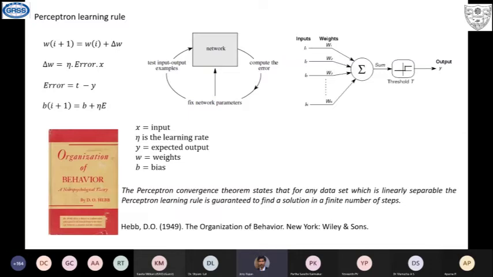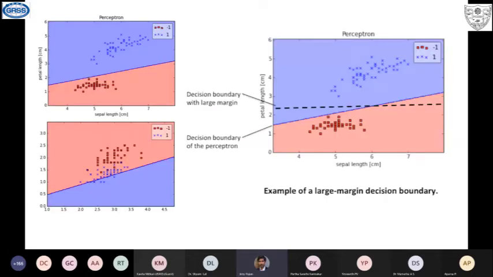But again, the other drawback is still there. The Perceptron converges only if your data is linearly separable. So if your data is not linearly separable, then you will not get optimal values with the perceptron. So this is one drawback of perceptron. The other drawback of perceptron is, see, perceptron is not a large margin classifier. That means if you look at the decision boundary generated by perceptron, you can see that the margin is very less.